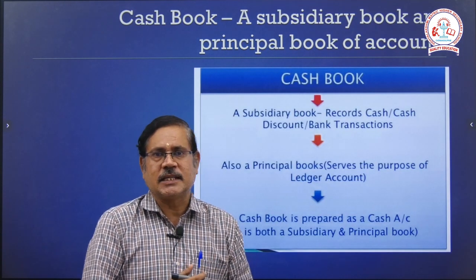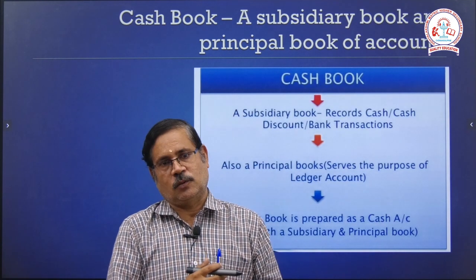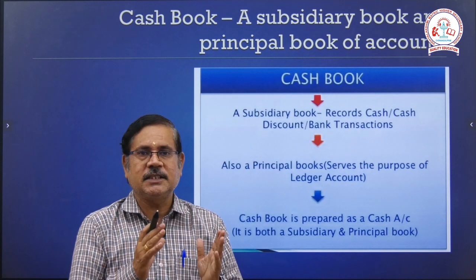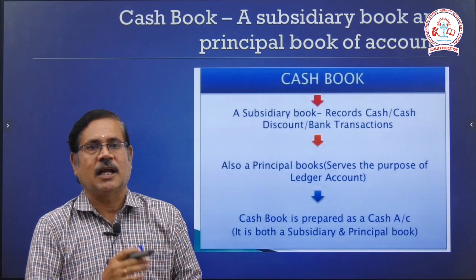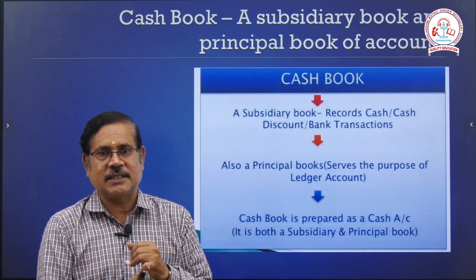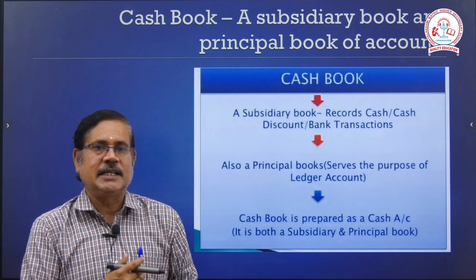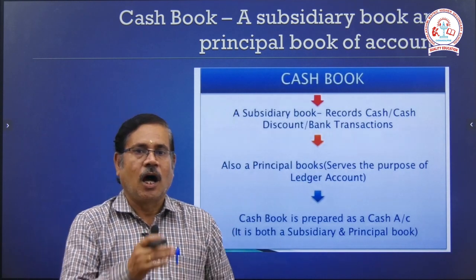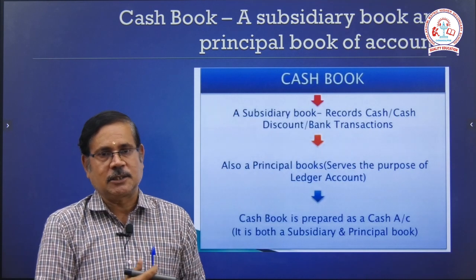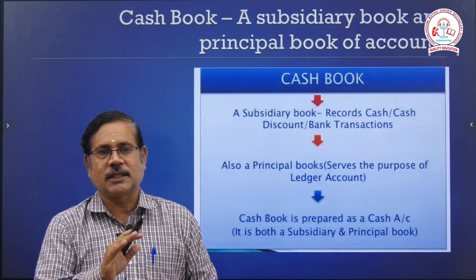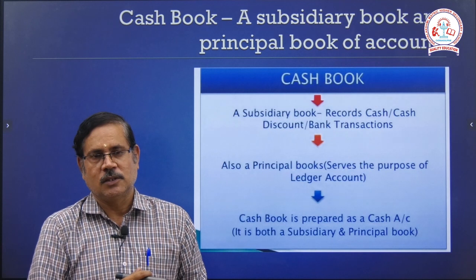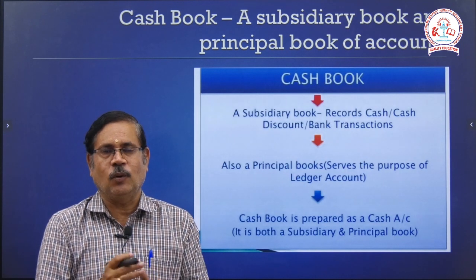The cash book is a subsidiary book and also a principal book of accounts. How is the cash book prepared? The first part: as a subsidiary book, it records cash and bank transactions. In this book we record cash transactions and bank transactions simultaneously. The second part: it also serves the purpose of a ledger account. What is the principle? In our accounting there are three golden rules: personal account, real account, nominal account. In this cash book we follow the real account.